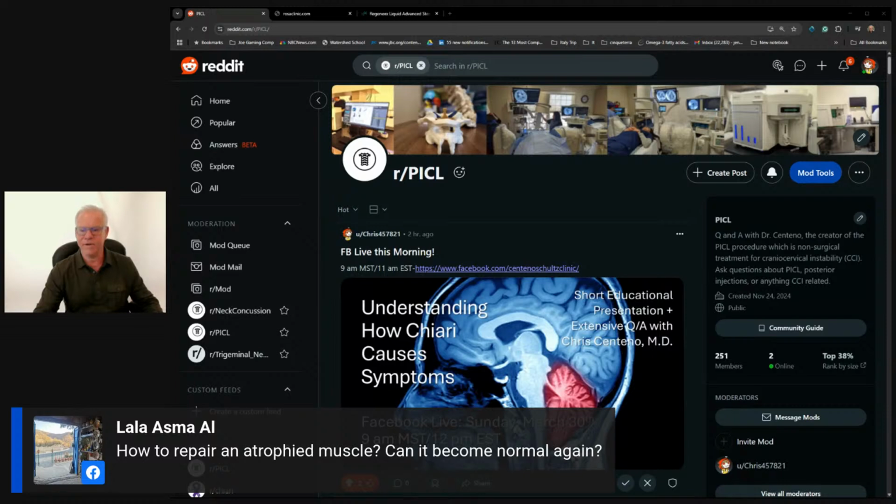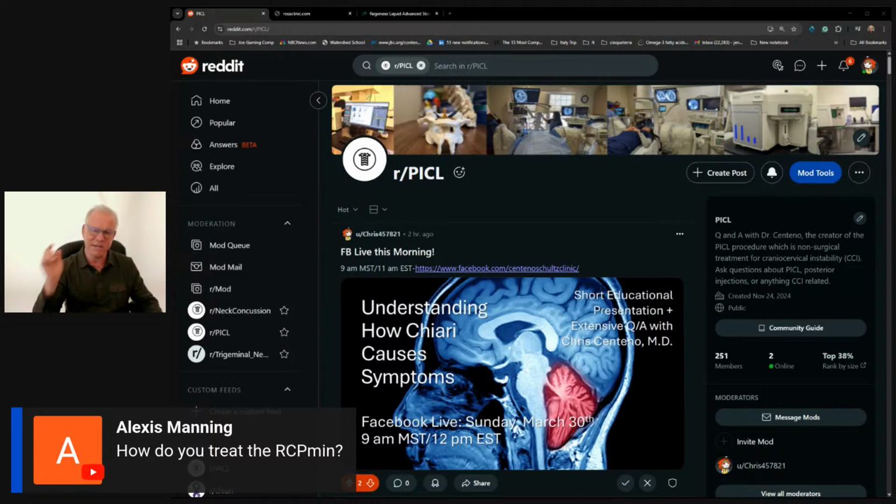Lala, how to repair an atrophied muscle? Can it become normal again? Yeah, Lala, we were talking about that. We want to go after the nerve supply, right? Because as you might imagine, you've seen patients who have spinal cord injuries and their legs shrivel up, for example. And no matter how much they exercise those legs, they're never going to get any bigger because the nerve that goes to the muscle is busted or damaged or hurt. So here, because the muscle is atrophied because of that suboccipital nerve, we have to treat both the nerve and the muscle. I believe it's possible, if the muscle is not too far gone, to actually get it back. And so that's what we're going to focus on. Alexis, I think I talked about that. We're going to treat that nerve and the muscle.